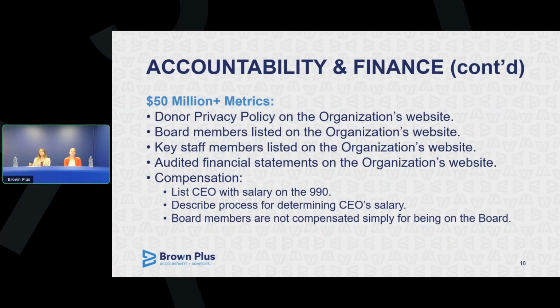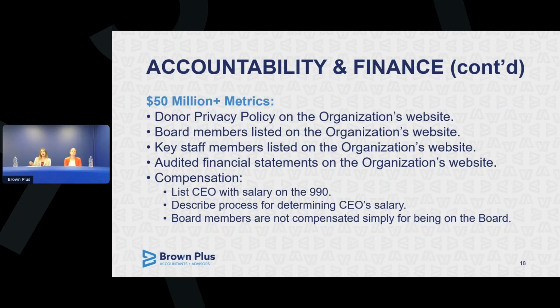For organizations that have $50 million and higher of revenue, they're going to look at some additional items. So they're going to go out to the organization's website and check some of these things. They want to see a donor privacy policy posted to the organization's website. They want to see board members listed on the website. They also want to see key staff members listed. Lastly, they want to see that the organization is posting their own audited financial statements to their website. So those are some things that they're going to go out and check and score you on.